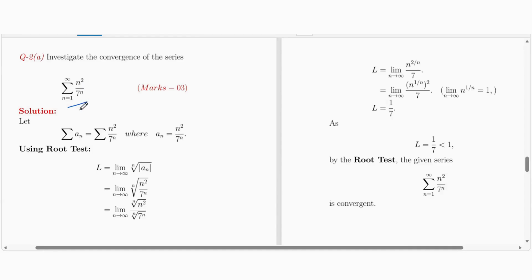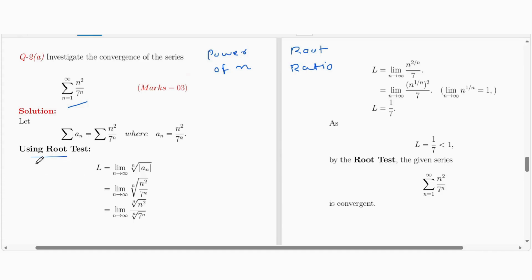What is given here? In numerator n square is given and in denominator 7 raised to n. Means here the power of n is given. So when power is given, then either we can use the root test or the ratio test. Here power of n is given, so what will we use? Root test.